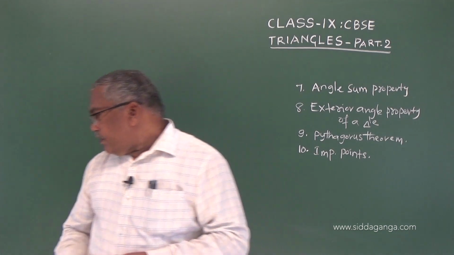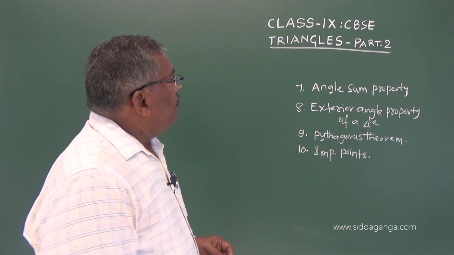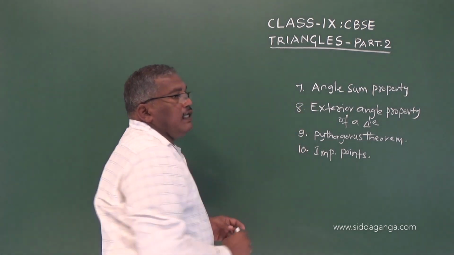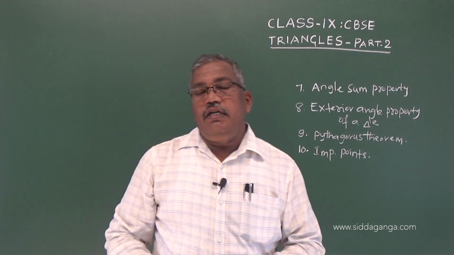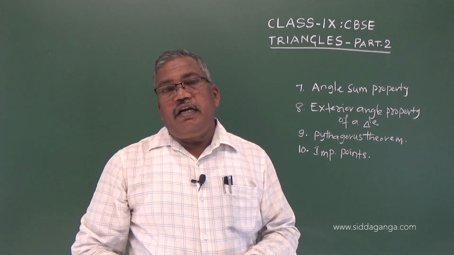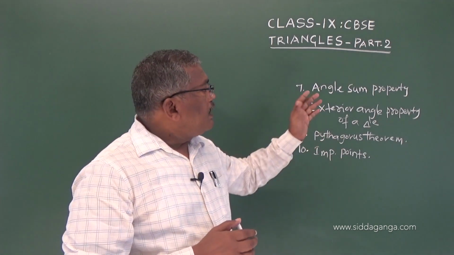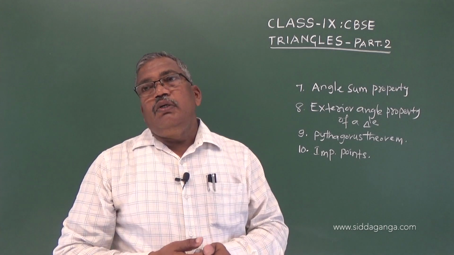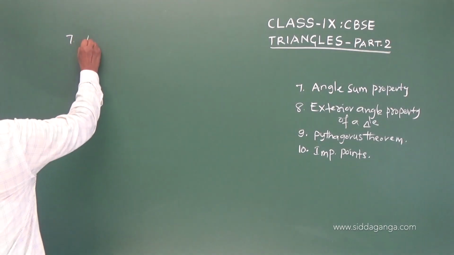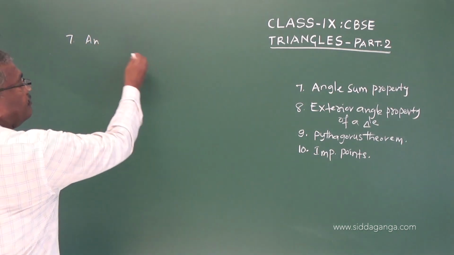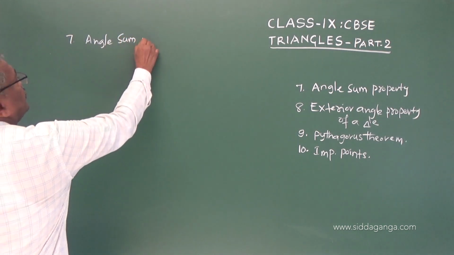Now, another 2-3 topics we have to recall. Angle sum property. Of course, these things you know, the sum of the 3 angles in a triangle will be 180 degree. That property is known as the angle sum property. I will not take much time for this.